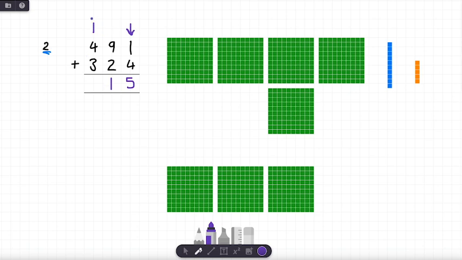Now we come to the last part, the hundreds column. We have the 100 we carried over, we have 4 more hundreds and 3, which altogether gives us 800. So the answer is 815.